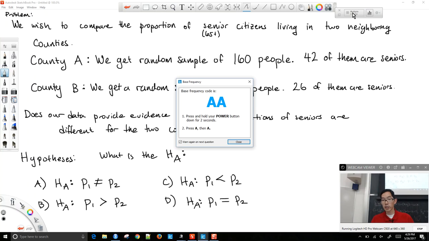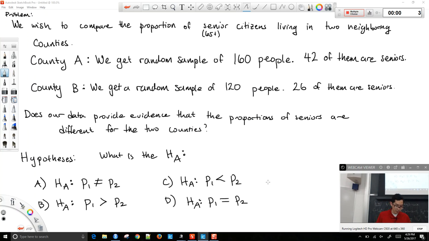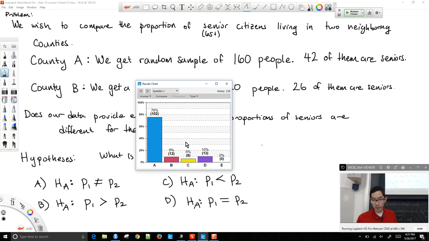Okay, go ahead and go through that. You can discuss with your neighbors if you need to. Okay, what is the alternative hypothesis? Okay, let's take a look. And the correct answer choice is A.